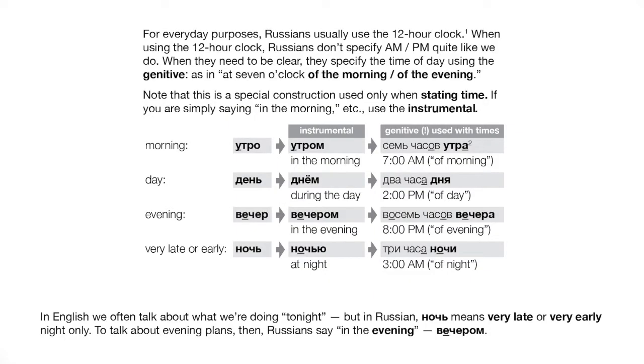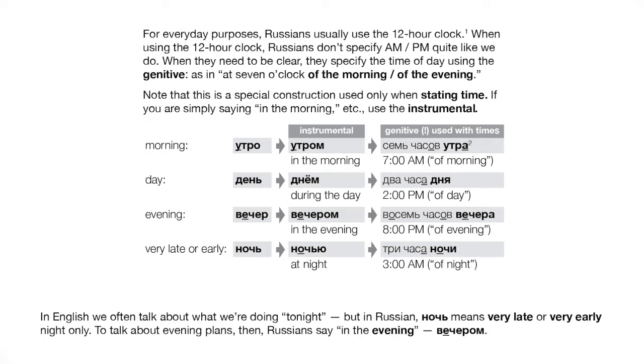Now, before we do that, let's talk about how we specify the time of day in Russian. They don't really say AM and PM the way we do. Instead, they tend to give the time of day using nouns that I think we've already seen. I think we've seen most of these already. Утро, день, вечер, ночь. Okay, so morning, day, evening, and night, which, by the way, is a rather important thing to note.